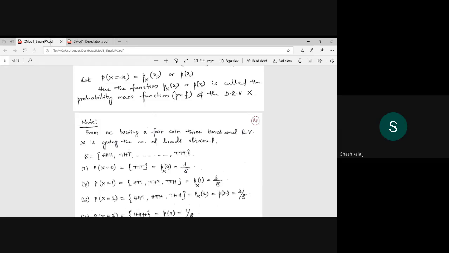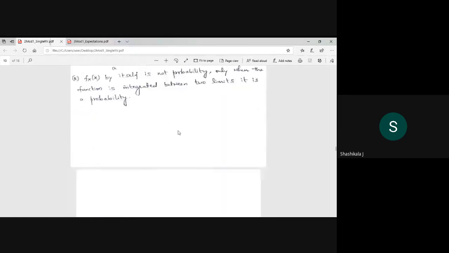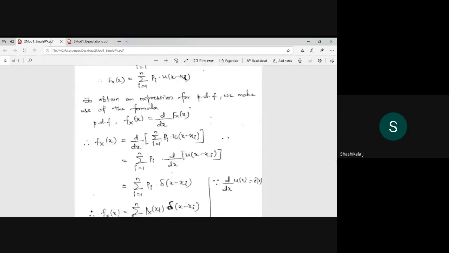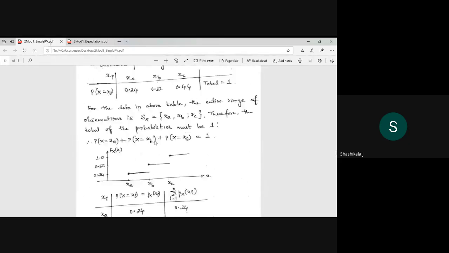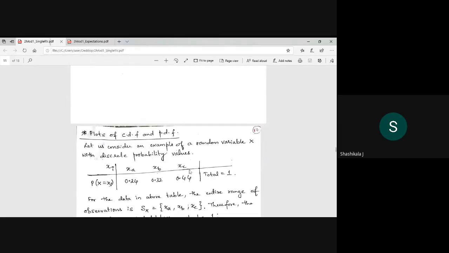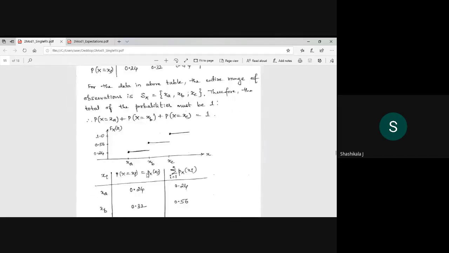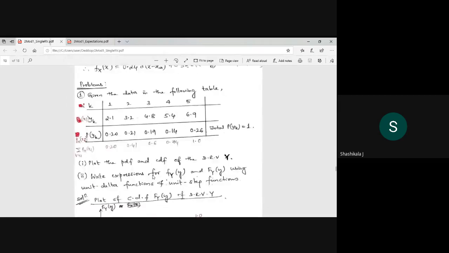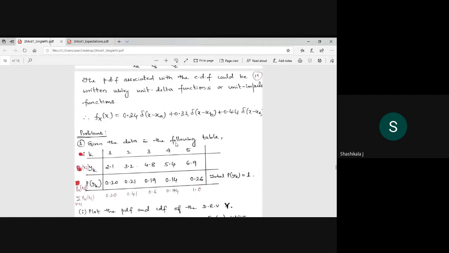Okay, PMF is for the discrete random variable and the PDF is for the continuous random variable. Actually, what it will give is all the possible observations of a random variable. Mathematically it is a differentiation of the CDF. In the last class we have also seen this problem: they give the x values on the real axis and their probabilities, and we find the CDF and the PDF. Similarly, here one more data is given in the following table.